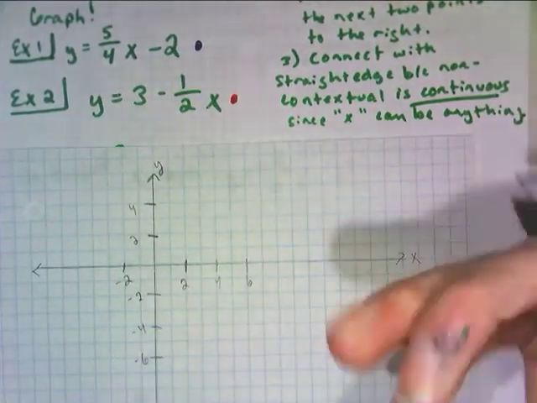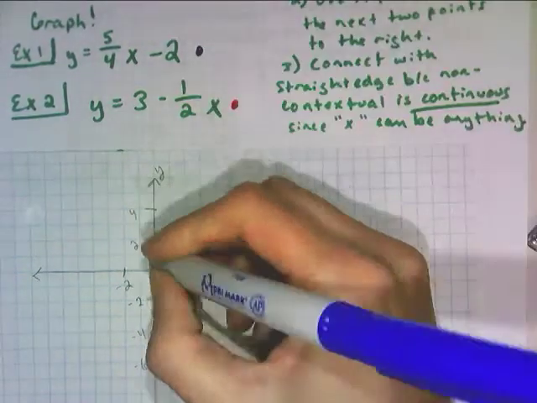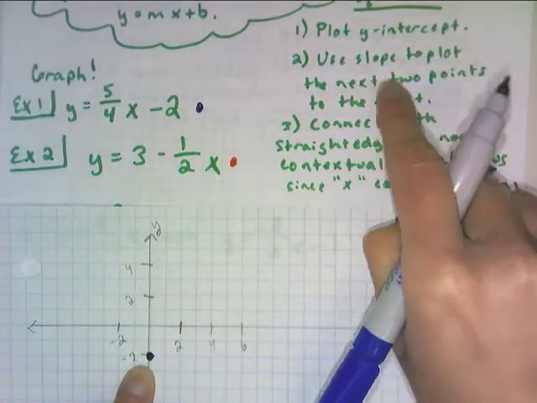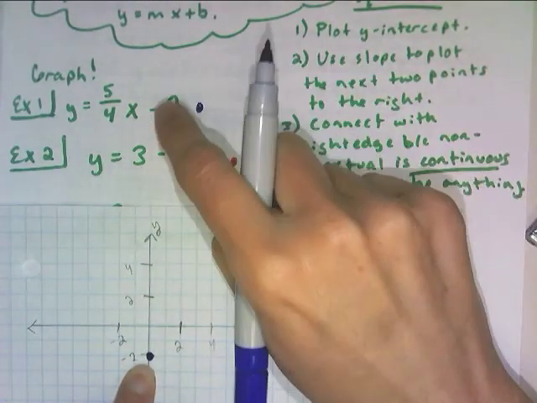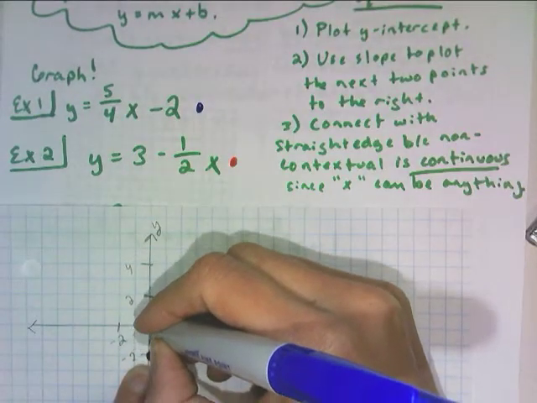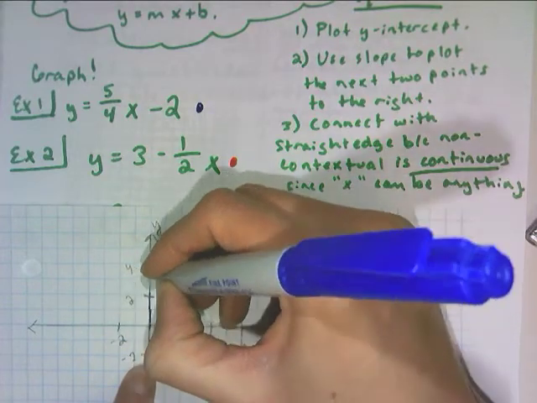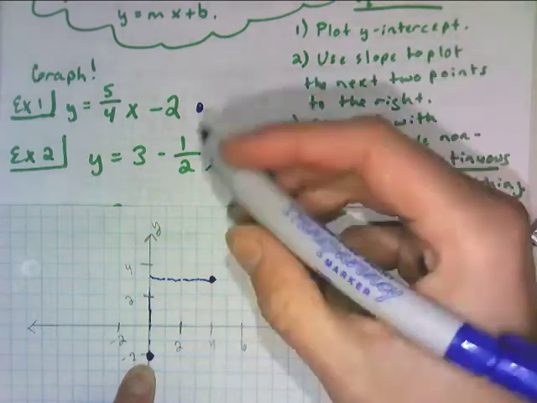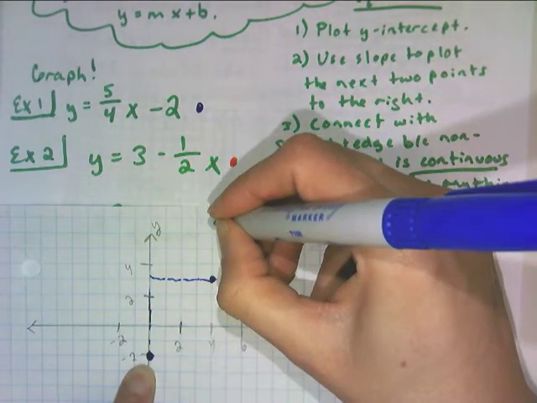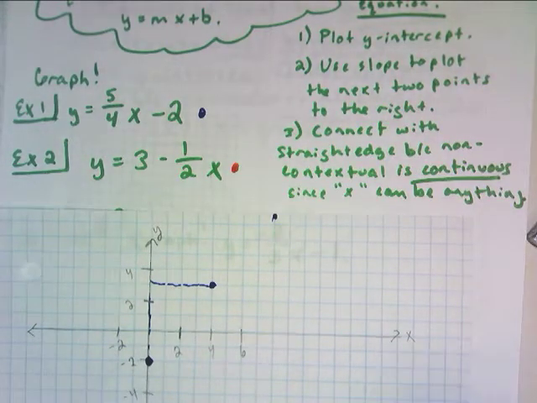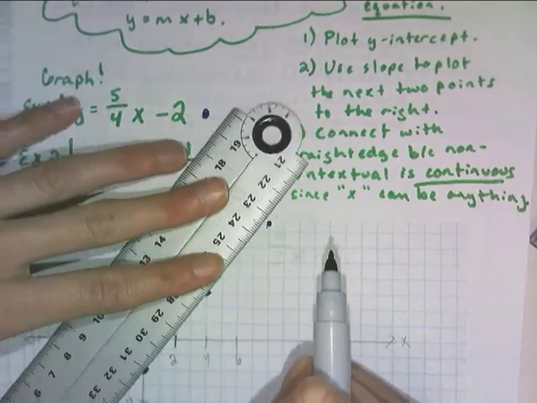If I'm going to plot the y-intercept for example 1 in blue, it's going to cross the y-axis down at -2. First I plot the y-intercept, and then it says use slope to plot the next 2 points to the right. So slope says I go up 5 and right 4. From here, literally, I'm going 1, 2, 3, 4, 5, and 1, 2, 3, 4. I'm going to put another one right there. If it says to do it twice, I'm just going to follow directions. 1, 2, 3, 4, 5. I barely made it. 1, 2, 3, 4. And then I can go ahead and connect these with the straight edge because it is continuous.